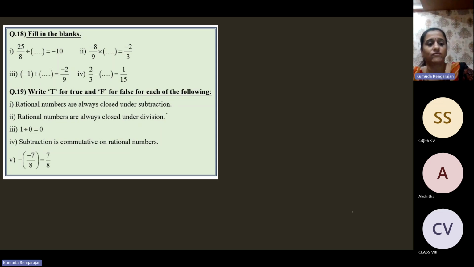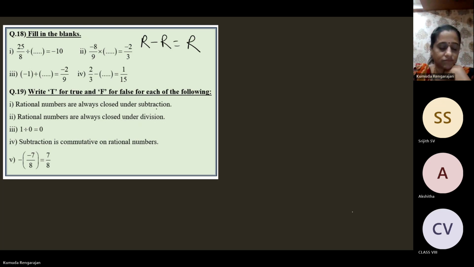Okay, let's answer true or false. Rational numbers are always closed under subtraction. So closed meaning rational number minus rational number is always a rational number. True or false? True. Rational numbers are always closed under subtraction. That means you'll have to check if rational number minus rational number is always a rational number.